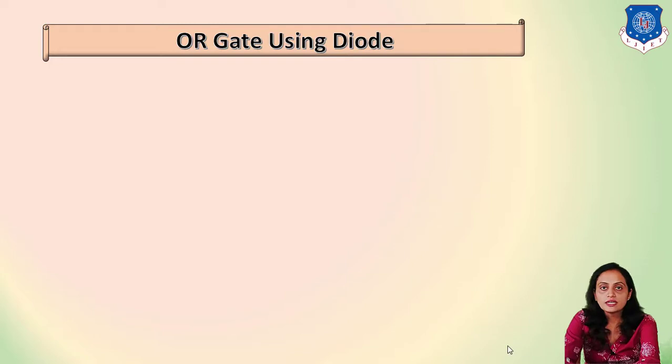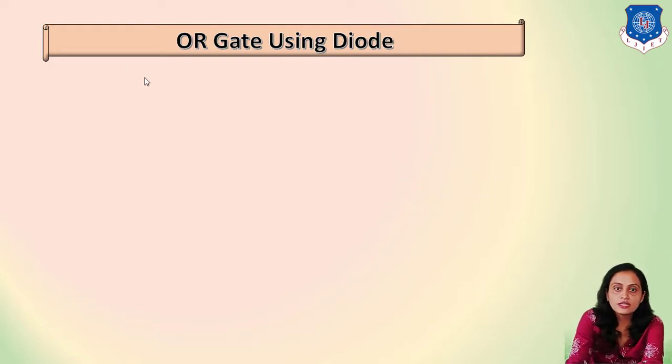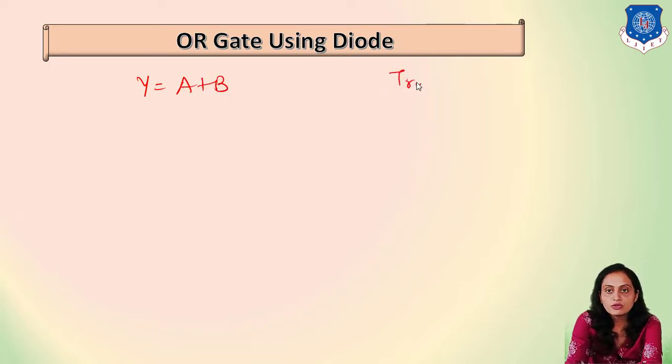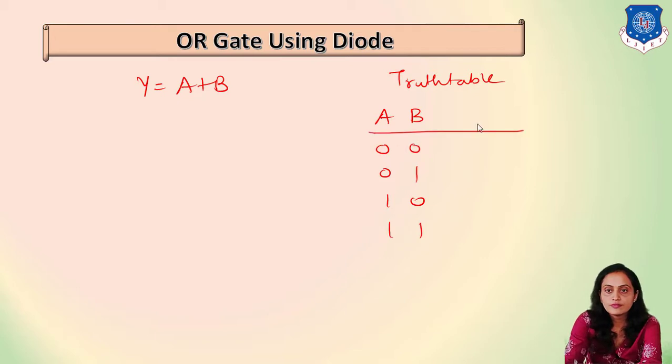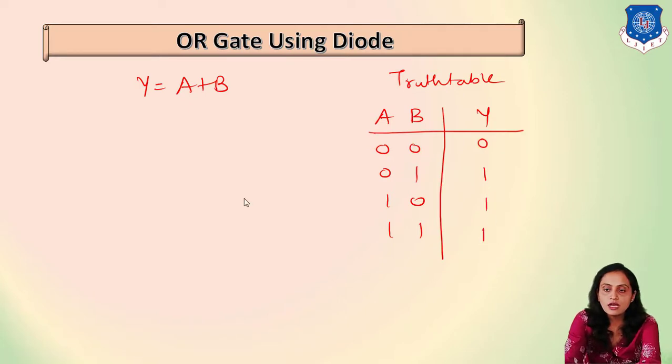Now we will see the OR gate using the diode, and for that I will write the Boolean equation for the OR gate, A plus B, and we will also write the truth table for the OR gate. We have two inputs, that is A and B. Possible combinations are this. Output Y. For OR operation, if any of the inputs is 1, output will be 1. If both the inputs are 0, output is 0.